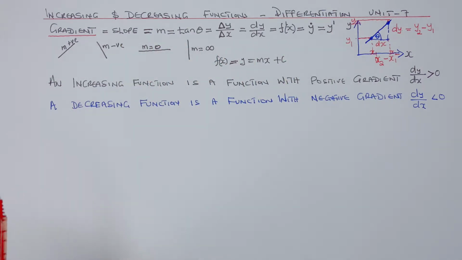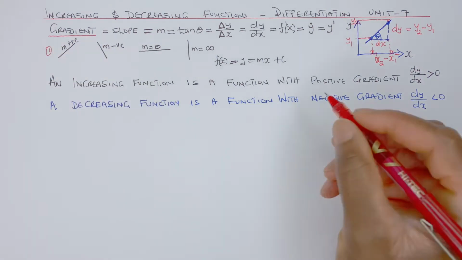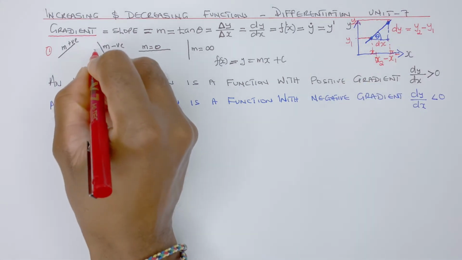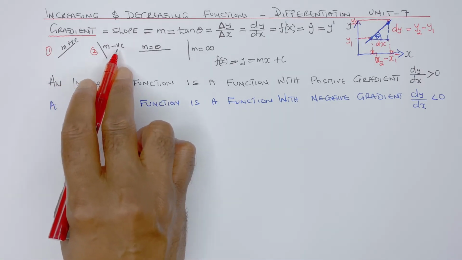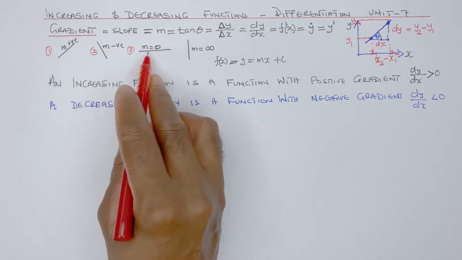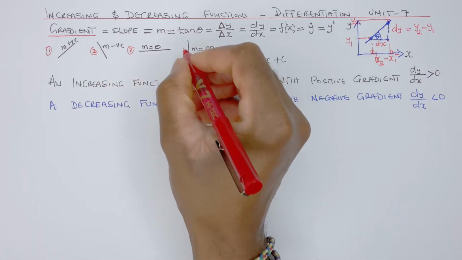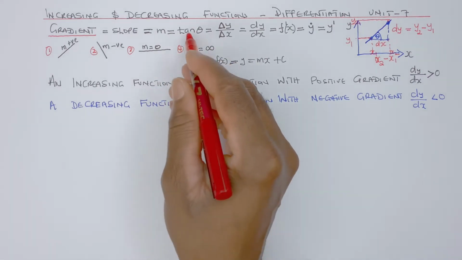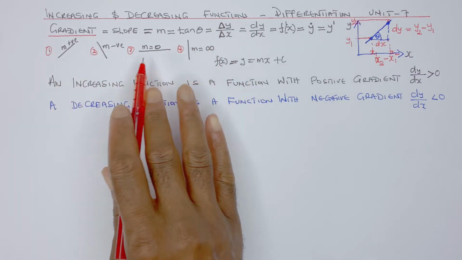There are 4 types of gradients that we need to know. The first one is the positive slope. So that's a positive slope, that's a positive gradient. The second one is negative slope, coming down the hill. This is negative, m is negative. And the third one is m equals 0, horizontal, when you're driving along on a horizontal line. And the fourth one is where m equals infinity. That means on a vertical line, it's difficult to climb a vertical wall. So those are the 4 types of gradients.